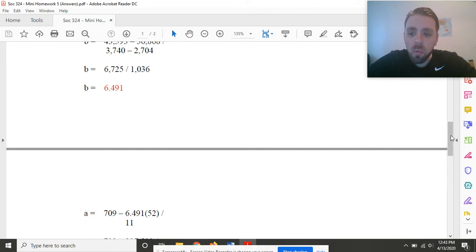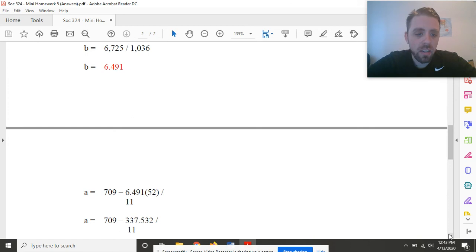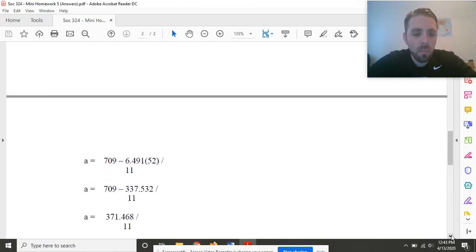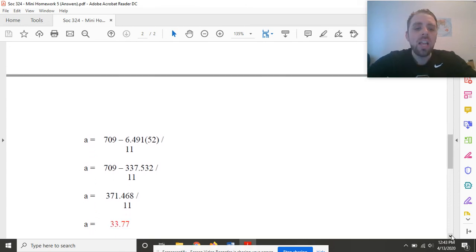So that will reduce, if I scroll down here, to 709 minus 337.532 divided by 11, which is 371.468 over 11, which is 33.77. So recapping what we've done here. B, or my slope coefficient, is 6.491. And A, or my y-intercept, is 33.77.